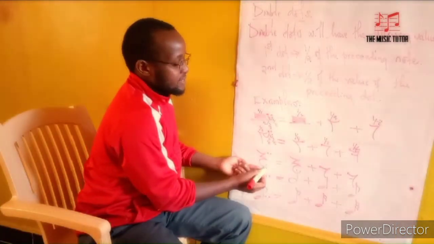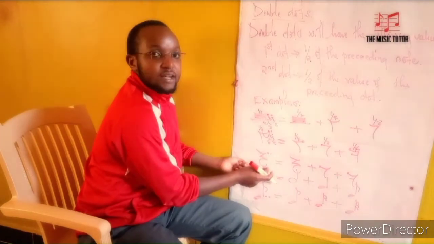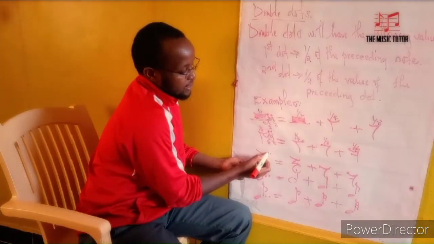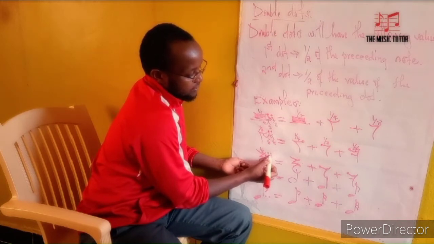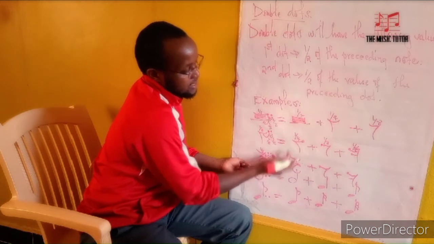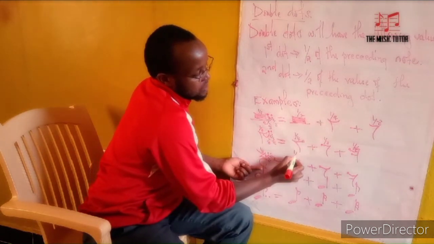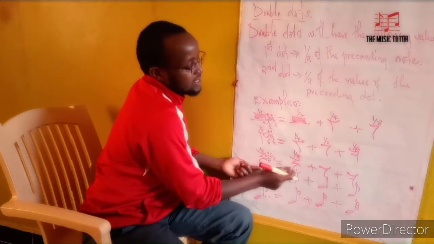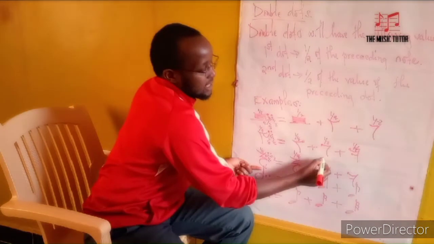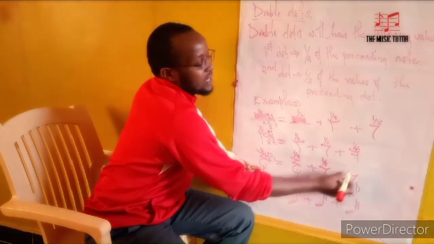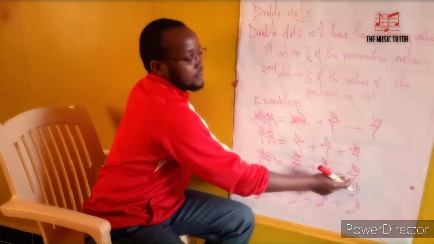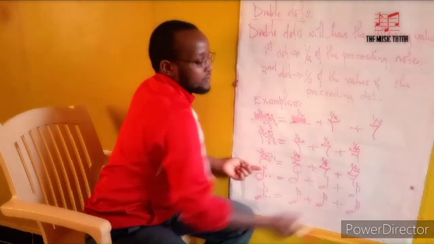Another example, similar to this, is the rest of a crotchet, also double dotted. The first dot will carry half the value of the preceding note. This being a quarter, this dot will be an eighth, and the second dot will carry half the value of this dot, meaning it will be a 16th. The same as what we've done here. It will give us the value of a quarter, the crotchet, an eighth, which is a quaver, and a 16th, which is half of this, a semiquaver.